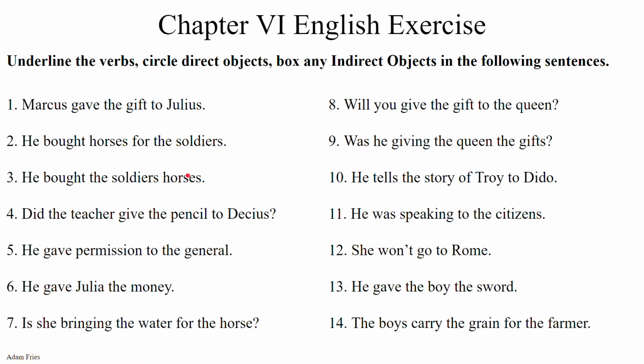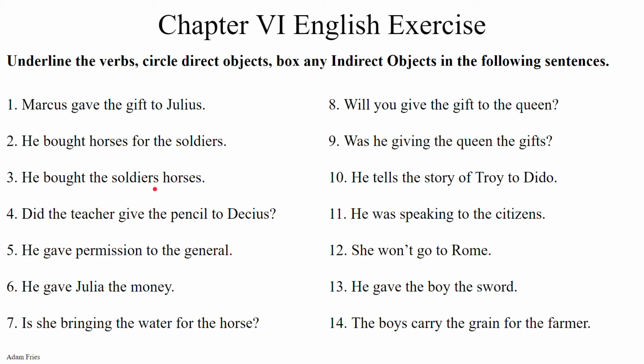Sentence 3, he bought the soldiers horses. So we're underlining the verb bought. We're going to ask ourselves, what did he buy? Did he buy the soldiers or did he buy the horses? So he bought the horses. Circle the direct object, box the indirect object, the soldiers. Remember that English has that nifty word order thing with subject, verb, indirect object immediately preceding the direct object loses the preposition. So this is our dative indirect object, the soldiers. It's the same thing as sentence 2. He bought horses for the soldiers.